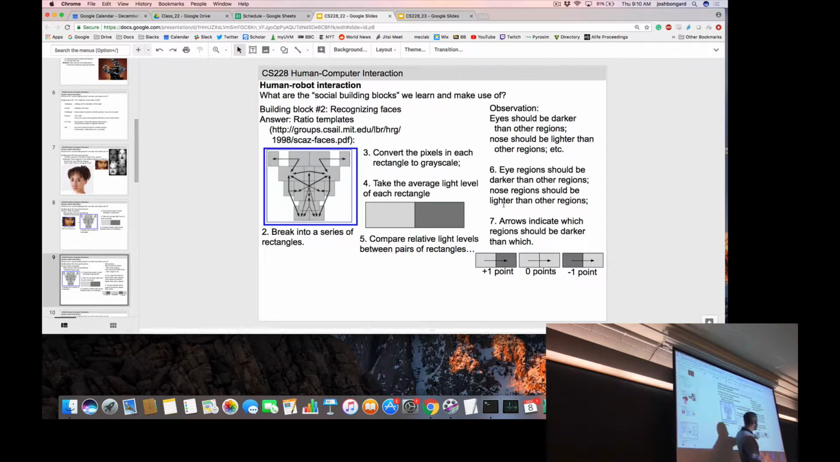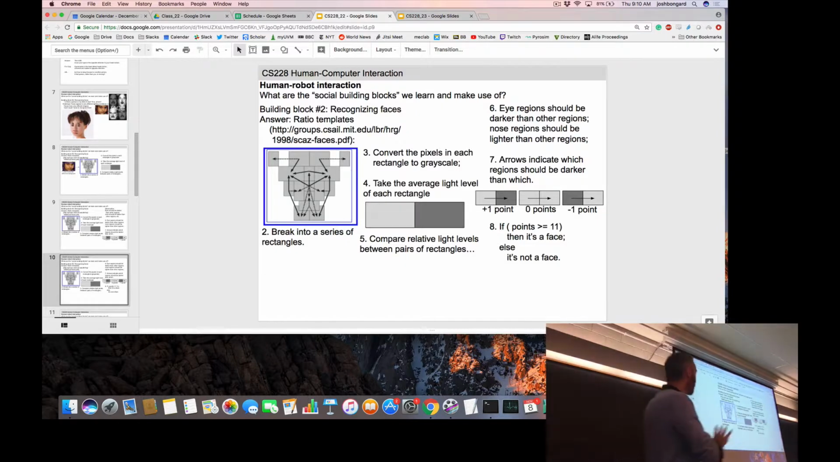And we're going to use a point system. We're going to take each of these arrows, every single arrow, and if, in fact, lighter is lighter than darker, we give 1 point. If there's no real difference between brightness, between boxes connected by an arrow, no points. If the opposite is detected, what was supposed to be brighter is actually darker, we're going to remove a point. We're going to do that for all of the arrows. And it turns out that if you get 11 or above points for a given bounding box, then it's usually a face, otherwise not. Pretty straightforward, right?